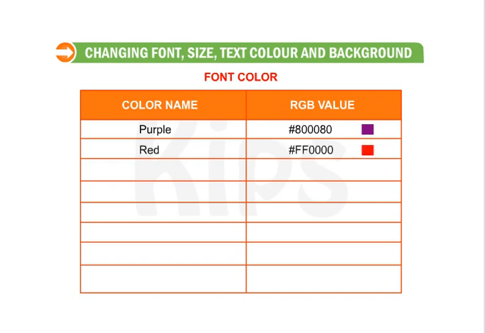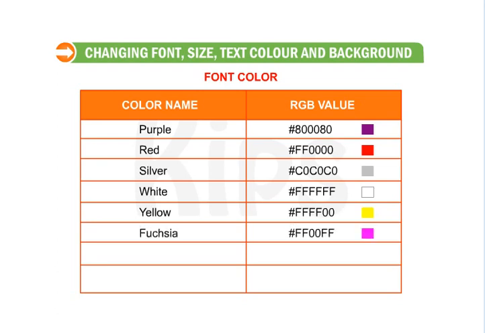RGB value of red is #FF0000. RGB value of silver is #C0C0C0. RGB value of white is #FFFFFF. RGB value of yellow is #FFFF00. RGB value of fuchsia is #FF00FF. RGB value of navy is #000080. And RGB value of teal is #008080.